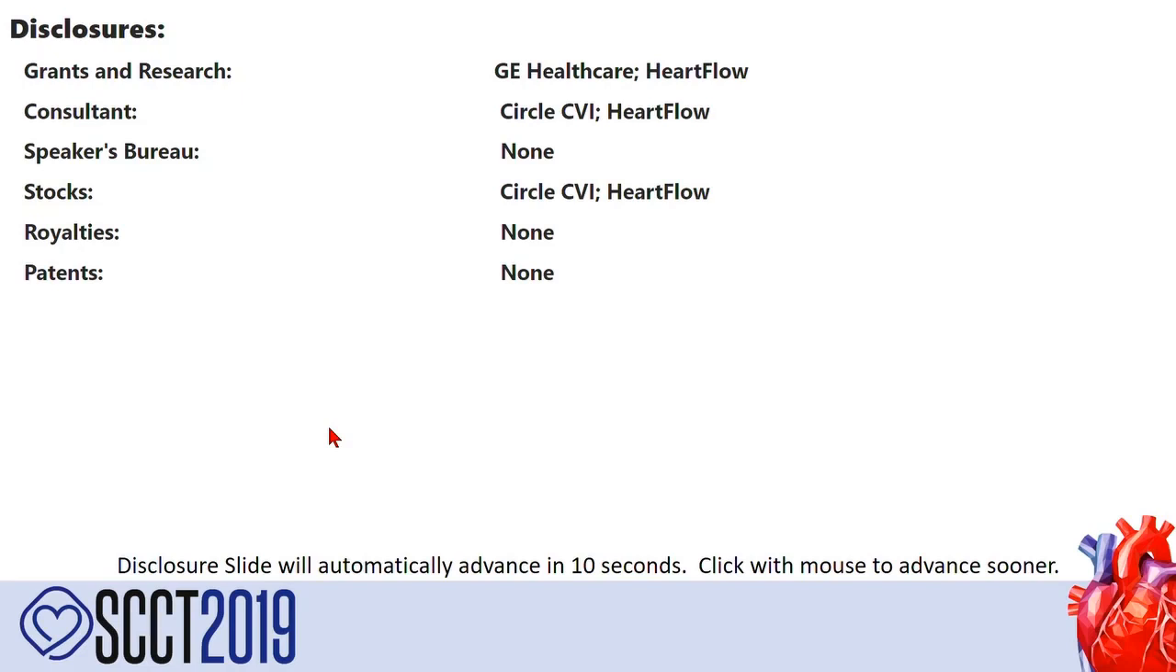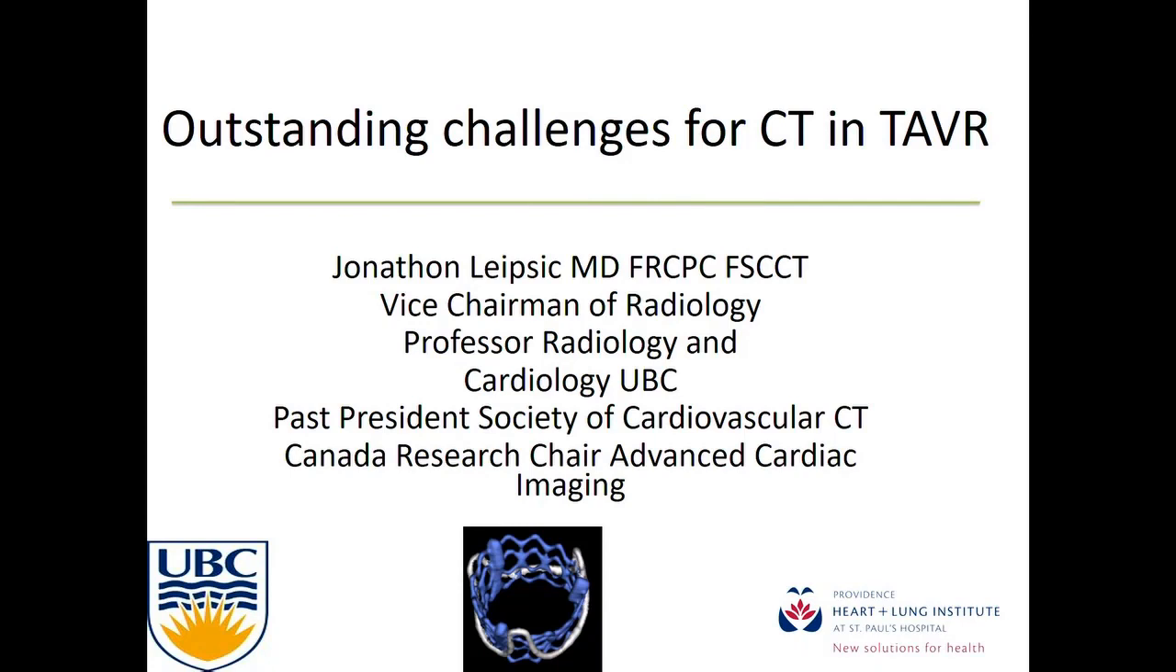This seems kind of crazy on multiple levels. One, because there are so many expert people like Dr. Lesser and others in the room who obviously know how to image for TAVR. And two, 10 minutes is not enough to give an overview of anything. So what I tried to do is select a couple of areas that show the continued relevance of driving the field of CT for TAVR forward.